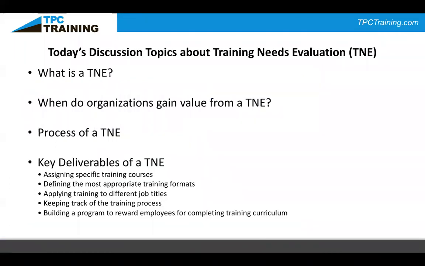Without further ado, let's talk about what we're going to get ourselves into. I want to break down what a training needs evaluation is and what it isn't. When do organizations gain value from the TNE process? What is the process: what is step 1, step 2, and step 3, and what best practices do we follow? And then some key deliverables of training needs evaluation in general. This is a highly intensive process, so there are going to be some good deliverables there too.